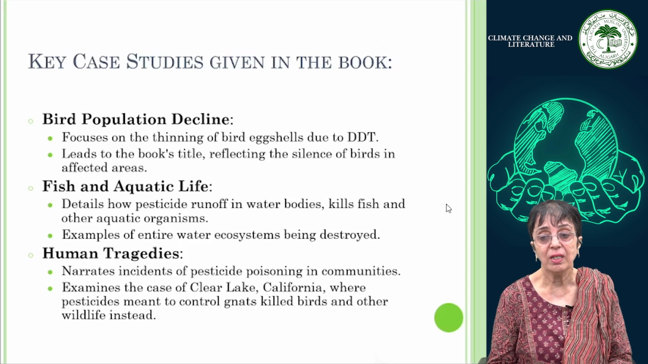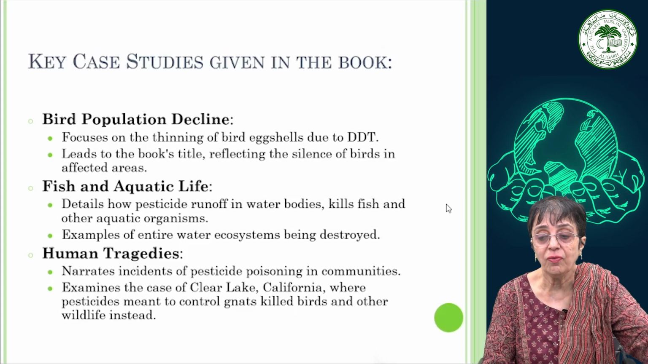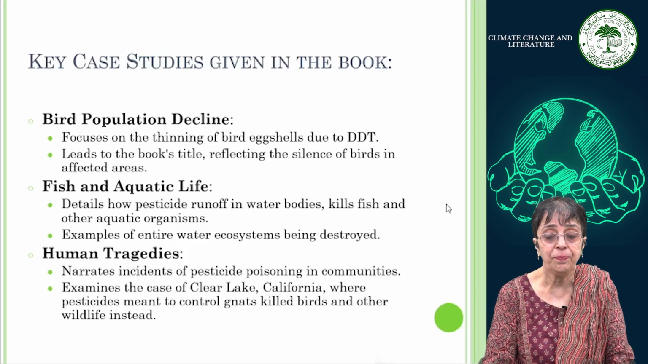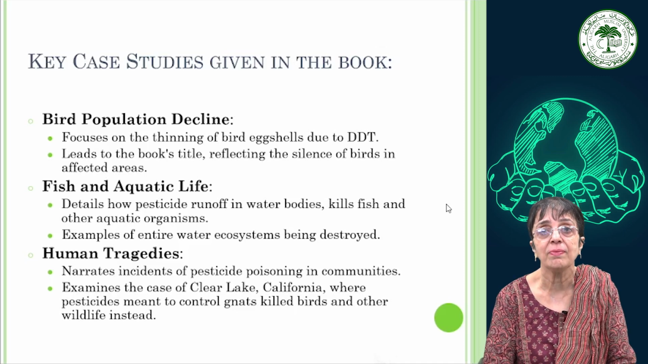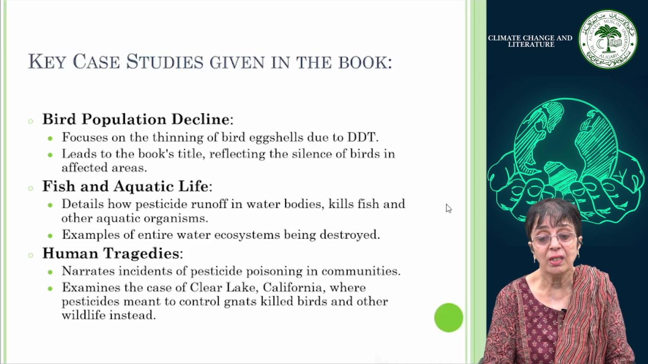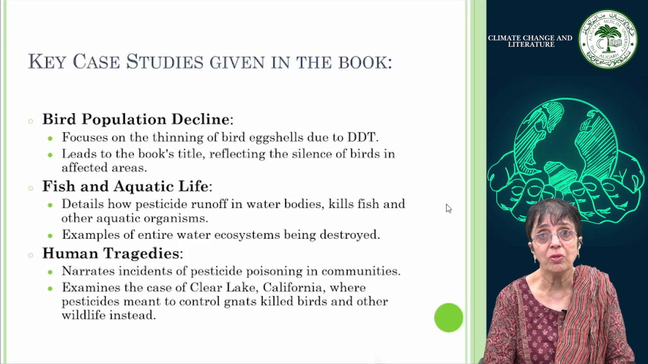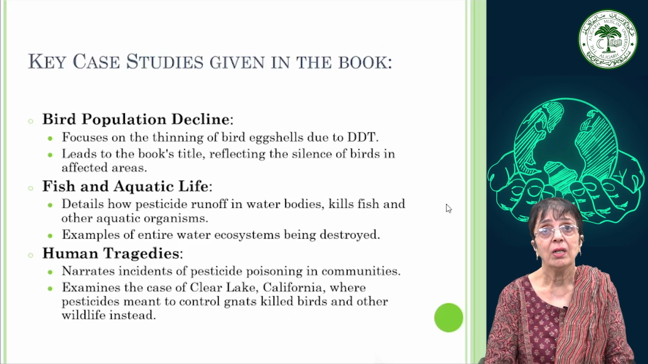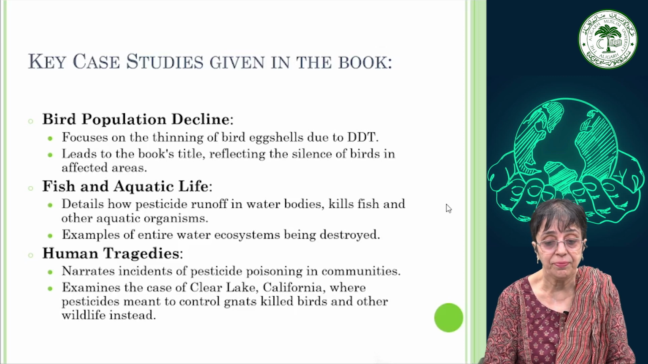Key case studies given in the book: bird population decline focuses on the thinning of bird eggshells due to DDT, which leads to the book's title, reflecting the silence of birds in the affected areas. There is the effect on fish and aquatic life. Pesticide runoff in water bodies kills fish and other aquatic organisms, plus it goes into the drinking water of human beings through groundwater wells. So the entire water ecosystem is poisoned because of these pesticides.